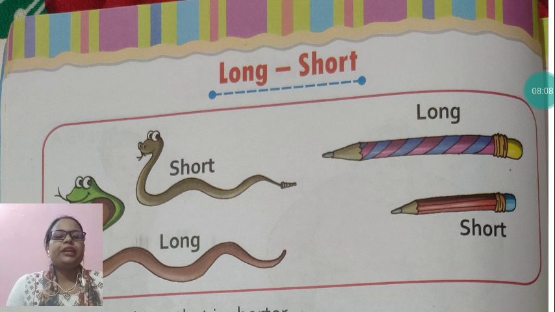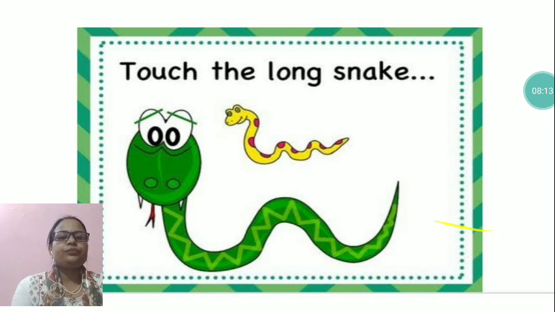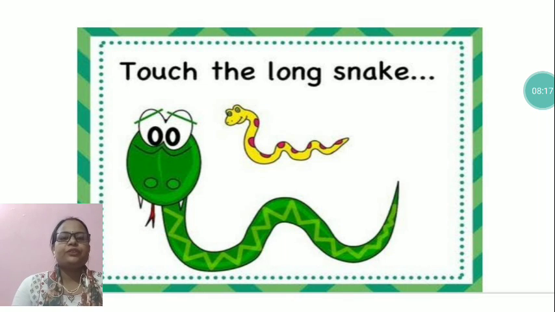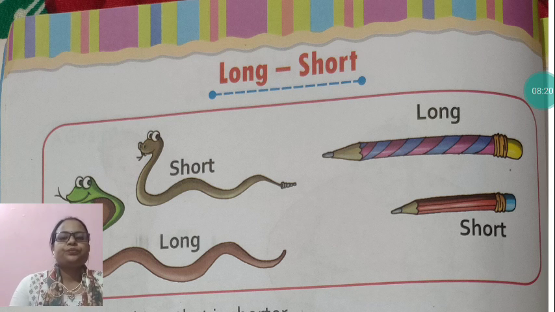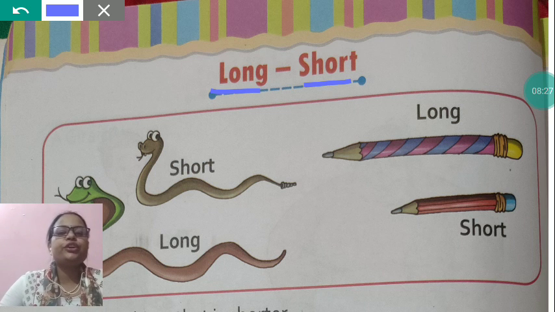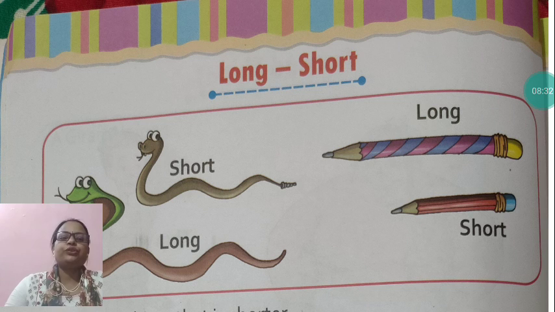Now I would like to teach you page number 8. Children, take out the page number 8 maths book, and the topic name is long, short. Now I am going to explain how you will recognize any object that is long and short.